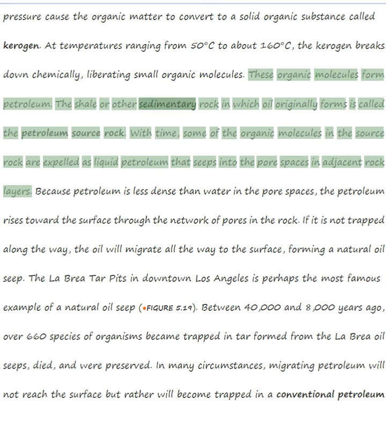The shale or other sedimentary rock in which oil originally forms is called the petroleum source rock. With time, some of the organic molecules in the source rock are expelled as liquid petroleum that seeps into the pore spaces in adjacent rock layers.